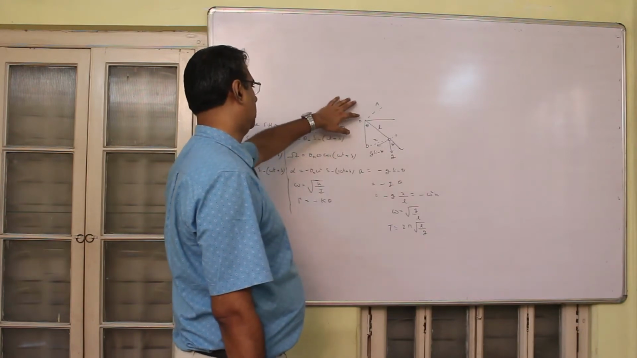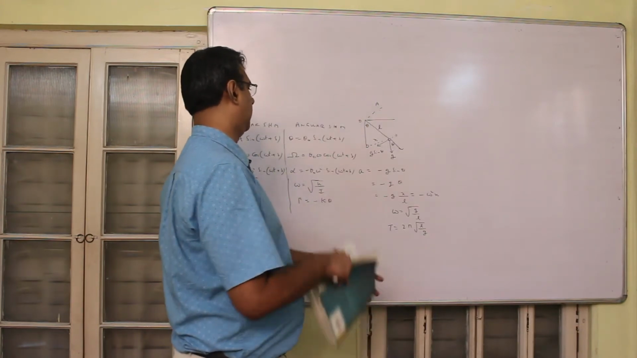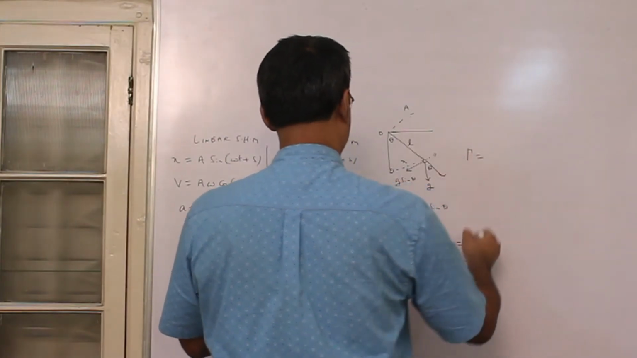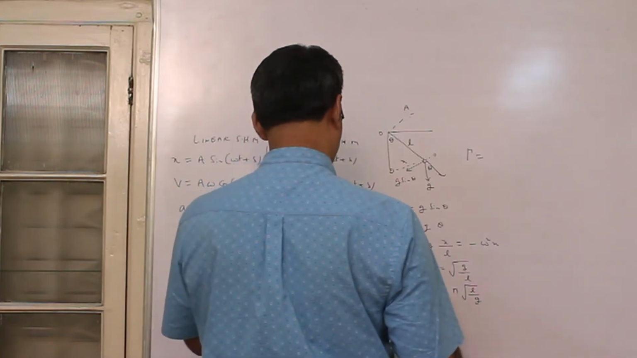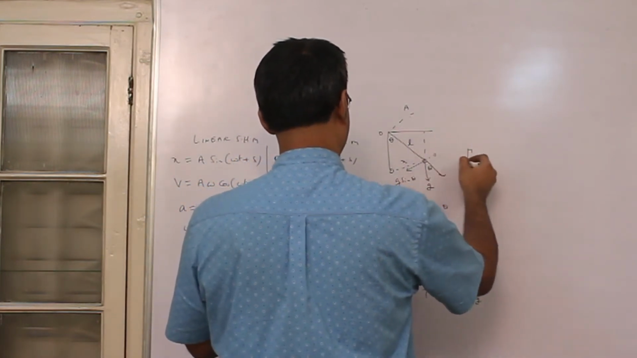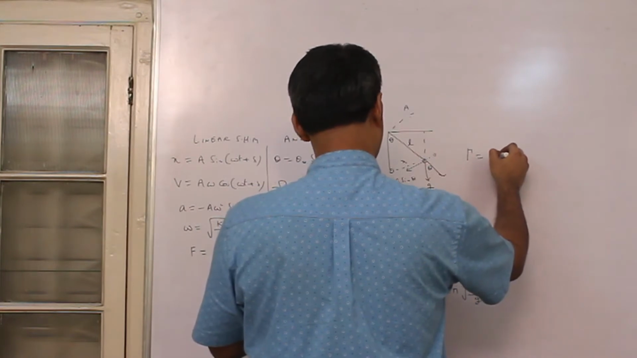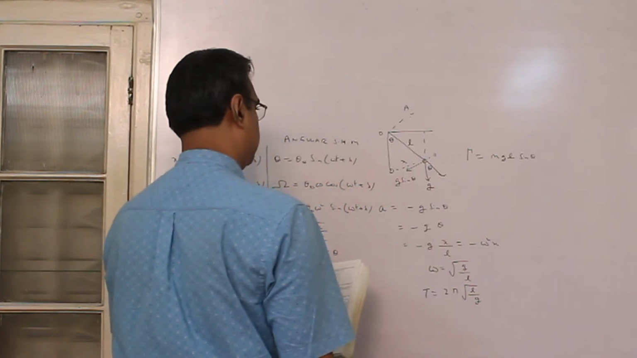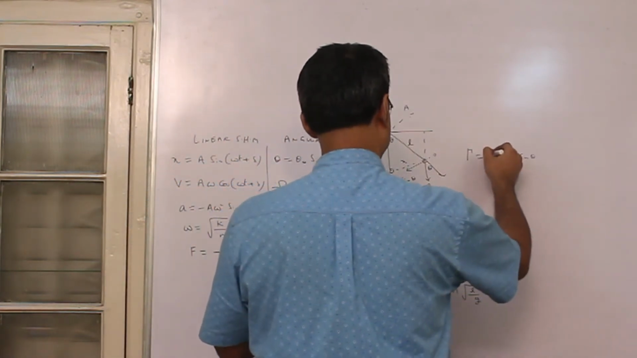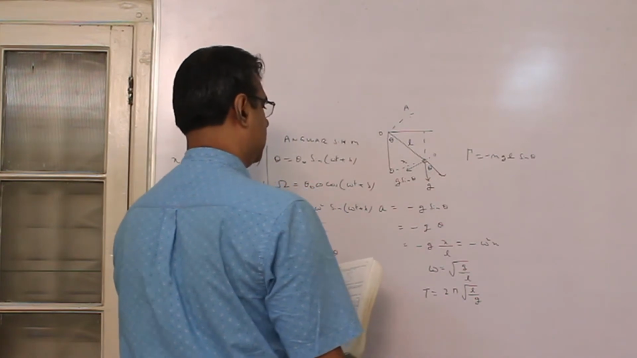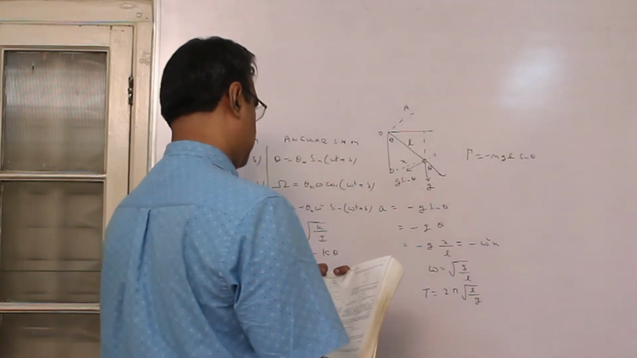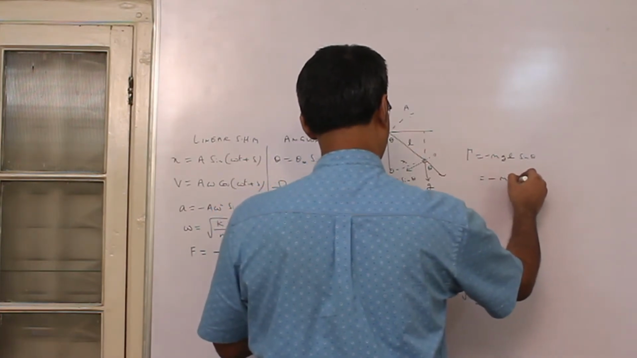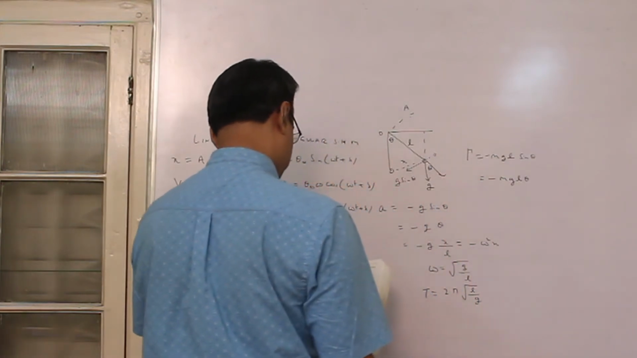Suppose we say that OA is the axis of rotation, then the torque about the axis of rotation is equal to mg into L sine theta. In fact, minus mg into L sine theta because the torque is restoring in nature. So that is coming minus mgl into theta.